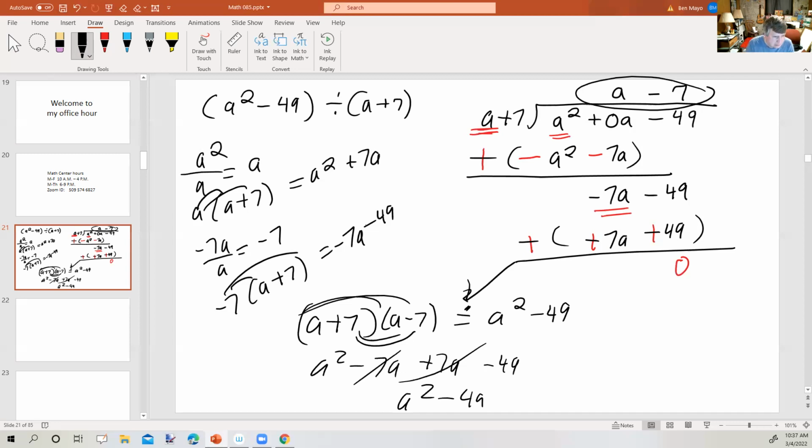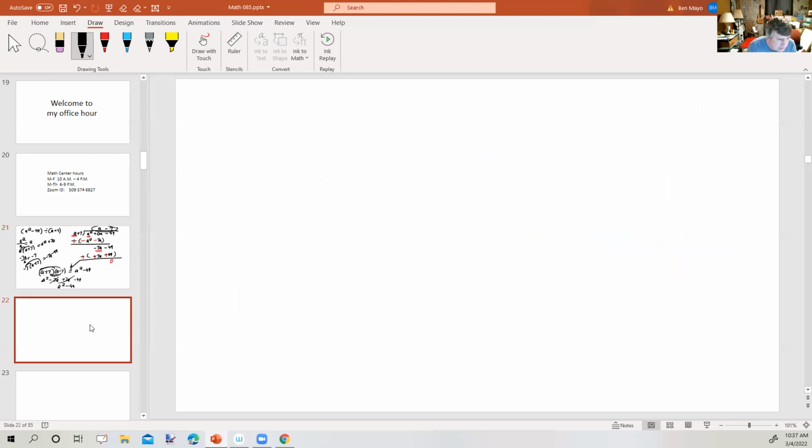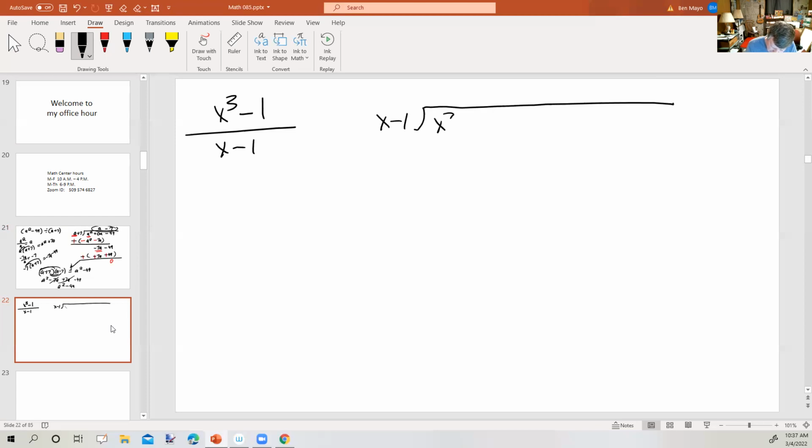How about this one? X cubed minus 1 divided by x minus 1. So we're going to have x minus 1 on the outside. On the inside, x cubed plus 0x squared plus 0x minus 1. So again, each missing power after the highest power, each one below that that's missing, we need to create a column to put those numbers. Any questions there?